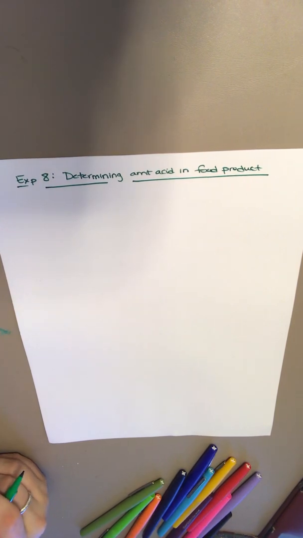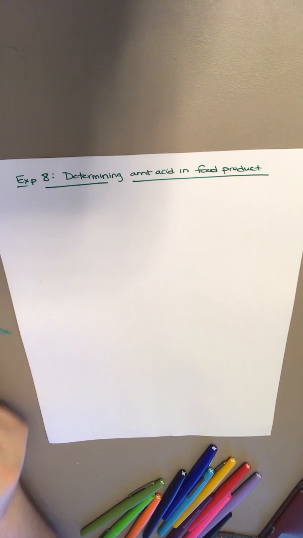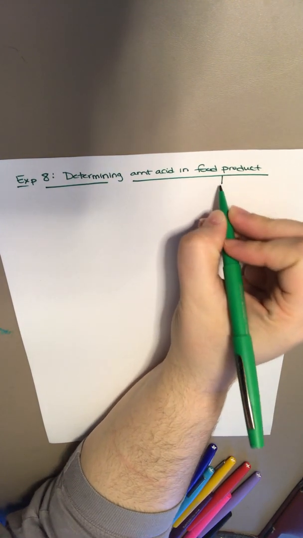Alright guys, welcome back. Today we're going to be doing experiment number 8, which is determining the amount of acid in a food product. Today our lab is going to use pickle juice as the food product.